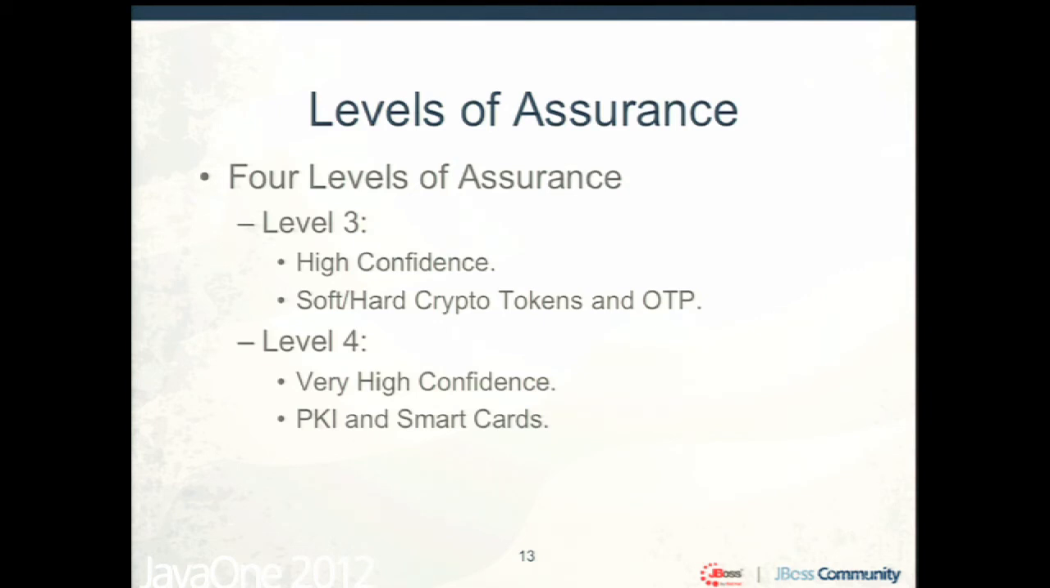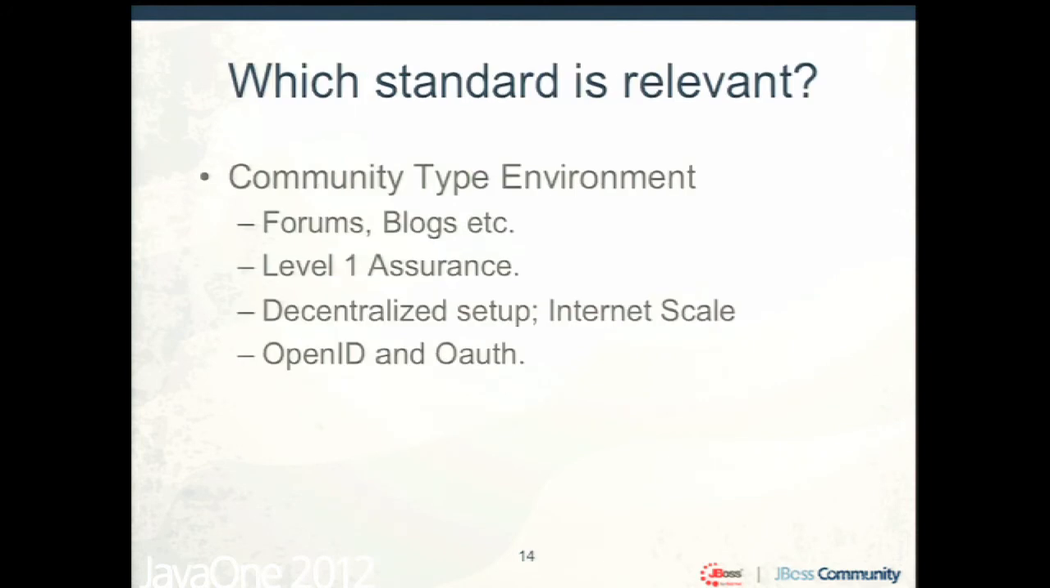So I've told you about all these 4 levels. Now how do you choose a standard, right? You have to differentiate between a community type environment and an enterprise type environment. So when you talk about a community type environment, you're talking about forums, blogs, so you just need level 1 assurance. The key here is it's at internet scale.